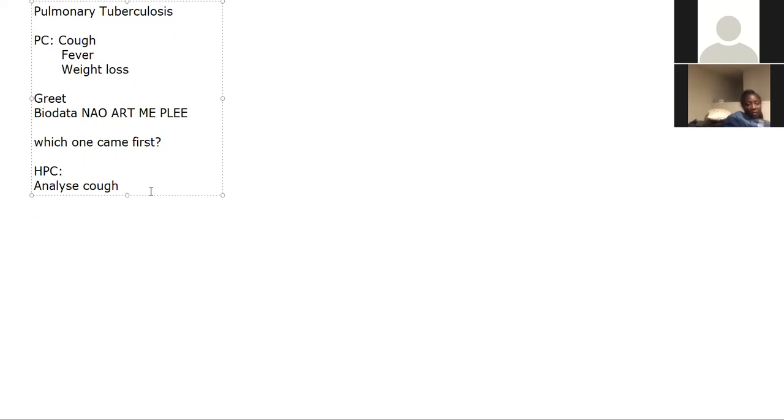Analyze cough. Okay, so we analyze cough. So how do we analyze cough? There's an acronym, which I told them earlier, if you watched the previous video, when I was explaining analysis generally. There's an acronym you use to analyze cough, and the acronym is DOCTOR. That's an acronym for analyzing cough. So first, what is DOCTOR? The D is the duration. The O is the onset. But it's always preferable to ask onset first. I feel like onset is better. Do you understand? Rather than asking the duration first.